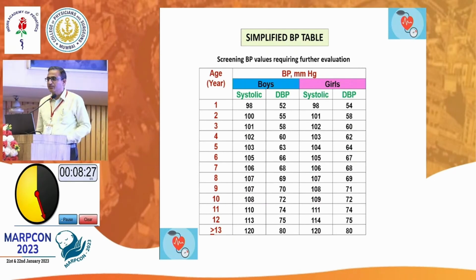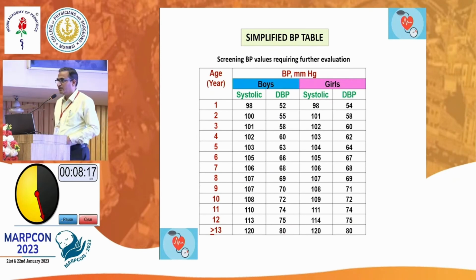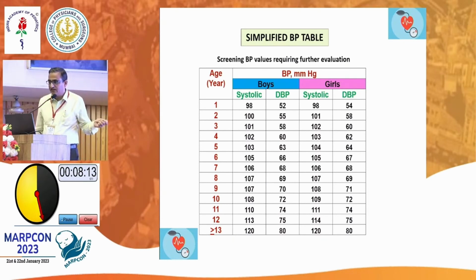So what is the feature of this? This gives the 90th percentile value for the particular age category. That means for the age 2, the 90th percentile systolic is 100 and diastolic is 55 for the boys. That means if the recorded blood pressure is less than the value shown in this chart, then the child has a normal BP, and if the recorded blood pressure value is more than what is given in the chart, then the child has elevated BP, and such child needs further detailed evaluation.